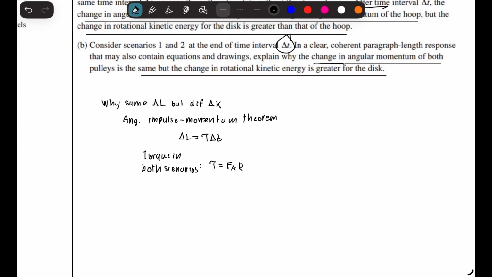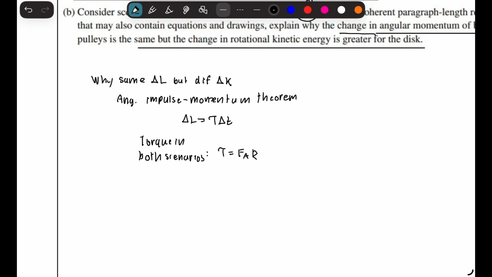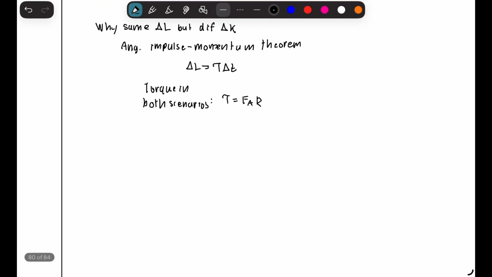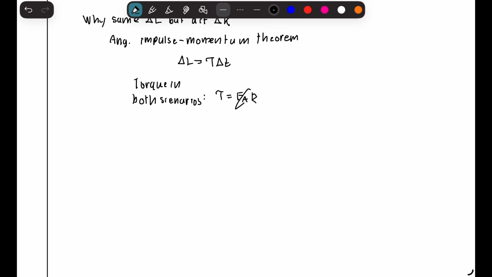So in order to understand why the delta L is going to be the same, but you're going to have a different delta K, we can look at the angular impulse momentum theorem. This states that delta L is equal to the torque times the time interval. We know that torque in both scenarios is equal to the force applied times R. In both pulleys, we have the same F_A, same R, and the same delta t. Therefore, delta L is equal to F_A R delta t.